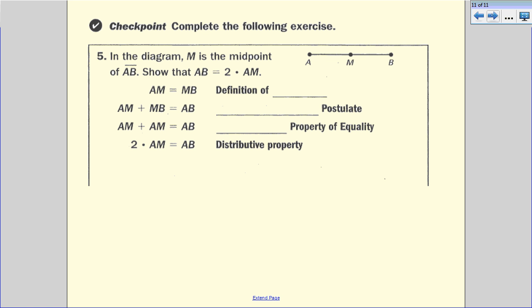All right, you guys do have a checkpoint to take a look at. This is often what your problems like this are going to look like. Fill in the blanks for a matching type problem. So this will be one again that we do as our warm-up. All right, good luck with this.